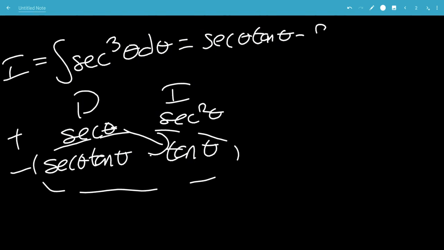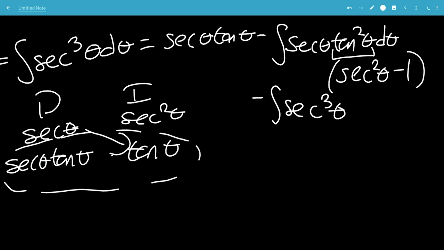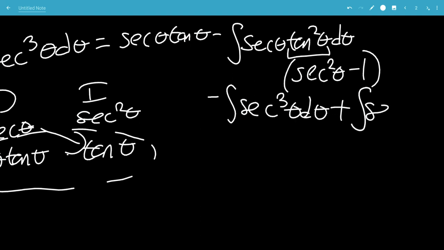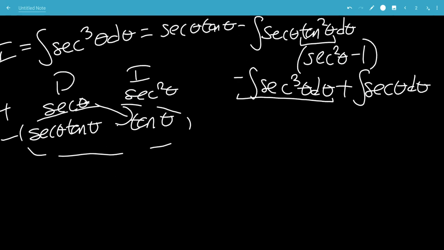We have minus the integral of secant theta tangent squared theta. Tangent squared theta is secant squared theta minus 1. So this turns into, I'm not going to write the first term, but that would be minus the integral of secant cubed theta d theta, and then plus negative 1 times secant theta is plus the integral of secant theta d theta.